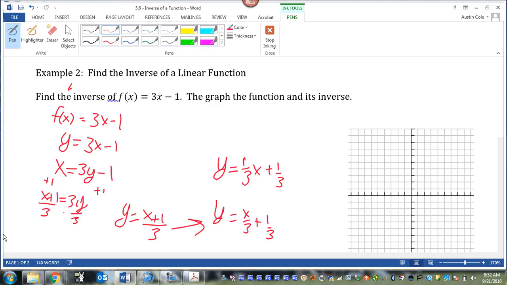Why did you switch the x and the y? For inverses, we switch the x and the y. That's how we find them. And then the process is you switch the x and the y, and then you solve for y. That way, you get a new equation that is exactly the opposite of the old one. So we started with f of x equals 3x minus 1. That's our function. And now the inverse, which we have just solved for, is y equals 1/3 x plus 1/3.